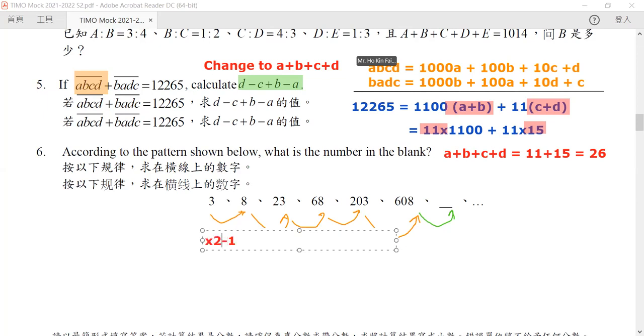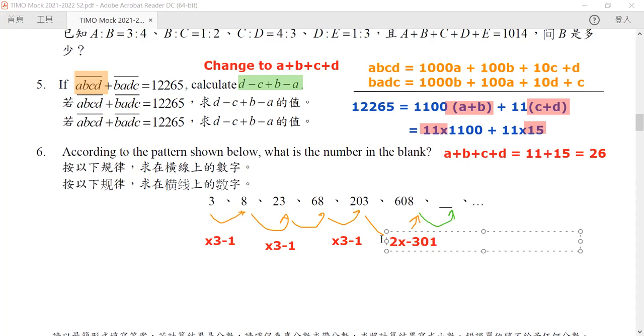So for 3, it is times 3 minus 1. For 8, times 3 is equal to 24, minus 1 is equal to 23. 23 times 3 minus 1 is 68. 68 times 3 minus 1 is 203. 203 times 3 minus 1 is equal to 608. So by following this pattern, we know that the final number must be equal to 608 times 3 minus 1.